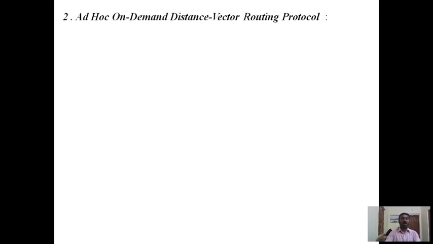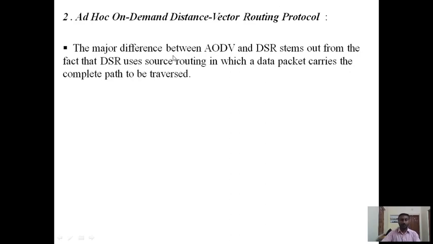Then the second one is the ad hoc on-demand distance vector routing protocol. So what is this one? The major difference between ad hoc on-demand distance vector and dynamic source routing stems from the fact that dynamic source routing uses source routing, in which a data packet carries the complete path to be traversed. That means the major difference between this routing protocol and the previous one is that the source routing protocol floods to find all the complete paths, but that is not available in ad hoc on-demand distance vector routing.